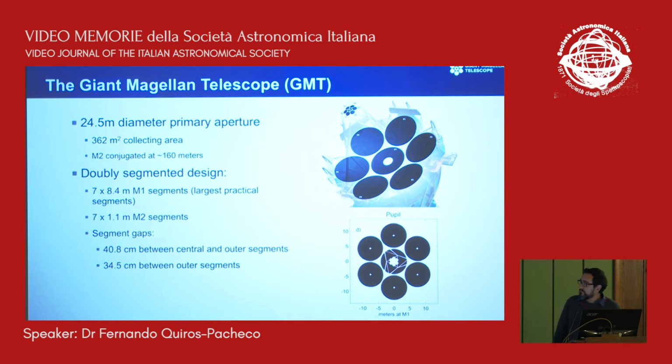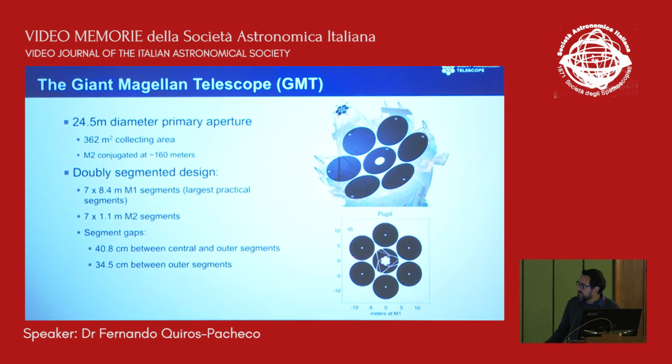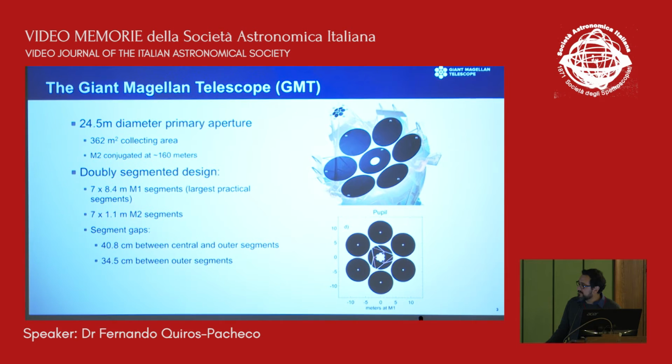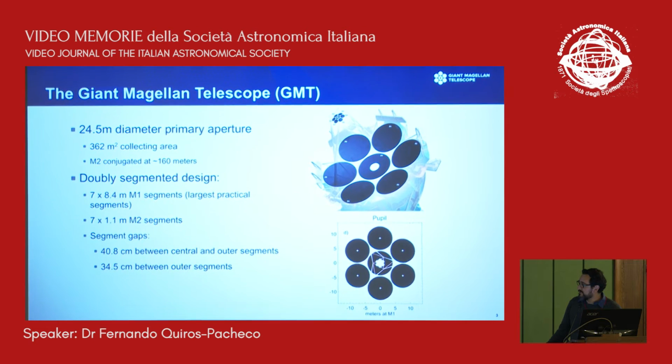So as you may know, the GMT is a 25-meter diameter ELT. It is a doubly segmented design. It has 7 large segments. Both primary and secondary are segmented, and the gaps are quite large. The one between the inner segment and the outer segments is 40.8 centimeters on axis, and among the outer segments is 34.5 centimeters.